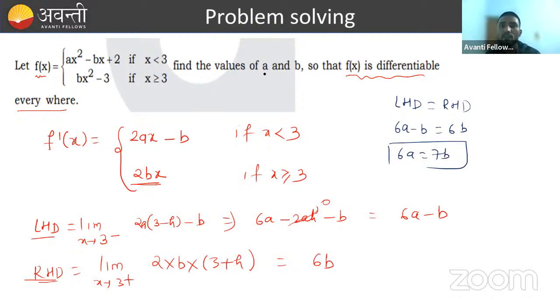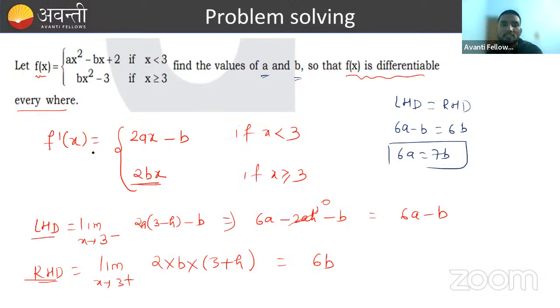But still we are not able to find a and b. So what do we need to do? One more thing that you already know, we need one more equation, right? We know that if the function is differentiable, then definitely it is continuous also, right? So from the continuity part, we will find another equation, that is LHL equals RHL.